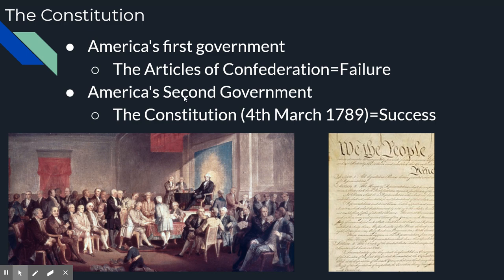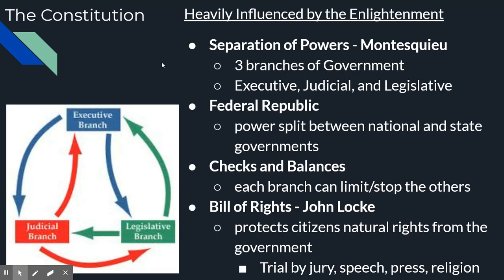America's second government, though, when they see that the Articles of Confederation isn't working, is called the Constitution. The Founding Fathers come back together in 1789. They create a new government that we still use today. The Constitution is hugely influenced by the Enlightenment. It uses pretty much all the ideas of the Enlightenment. But the big ones we're going to hit on are first, separation of powers, and this is from Montesquieu.